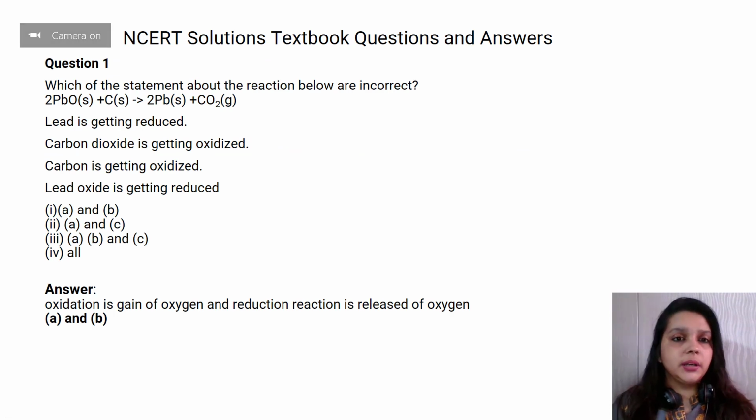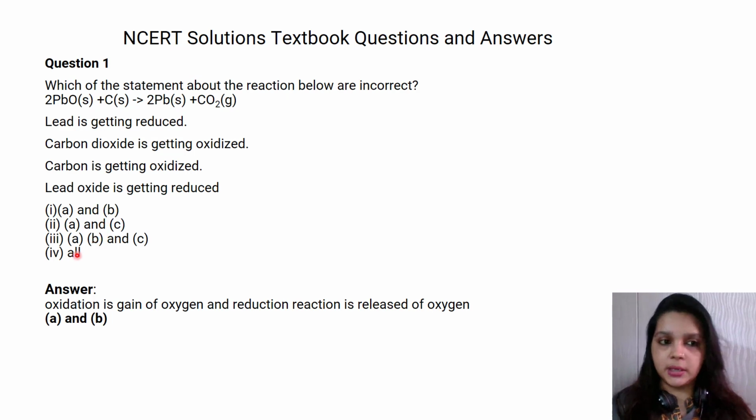So now we are on to the textbook back exercise questions for chapter number 1. So the question goes like this. Which of the statements about the reaction below are incorrect? So basically we are given a reaction and we are given 4 statements. We need to tell which of the following statements, maybe 1 or 2, are correct about the reaction. So the reaction is going like this.